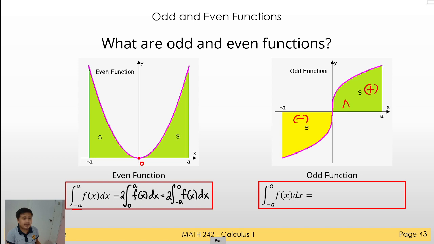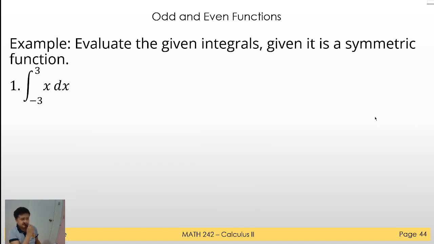So a positive A and a negative A, if we add these two, A plus negative A, this will be equal to 0. Therefore, the integral of an odd function from a symmetric point from negative A to A is basically just 0. That is the simplest integral that you can evaluate. Now, let's have an example of this.